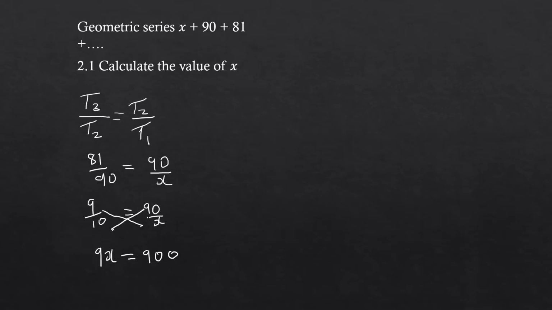Therefore x is equal to, we divide by 9 on both sides of the equation, so x is equal to 100. We are done with question 2.1. This is the x we were looking for, which means T1. Our x is equal to T1. Let us jump to question 2.2.